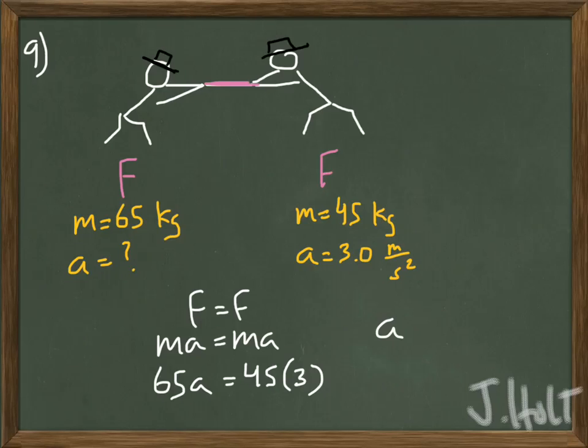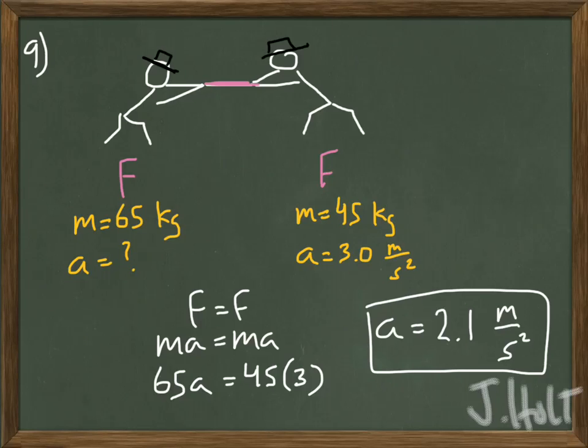So now we have an equation that's very easy to solve. We can just solve for a. We get 2.1 meters per second squared. So that is the acceleration of the boy toward the girl. And if you wanted to find the force, you could do that too. You could just do mass times acceleration for either one of them, and it would give you the same thing.